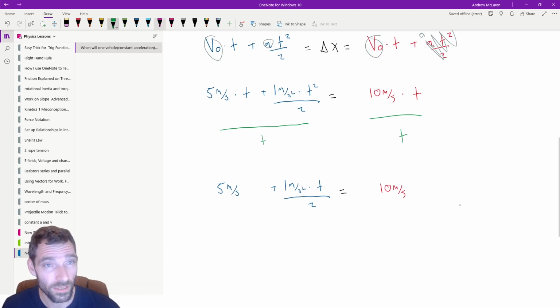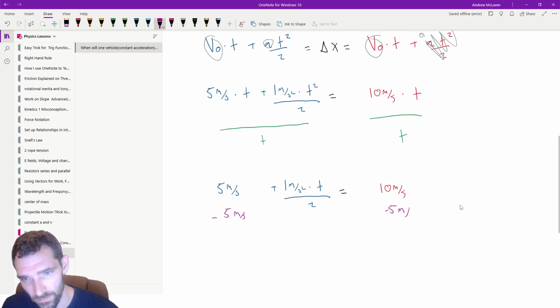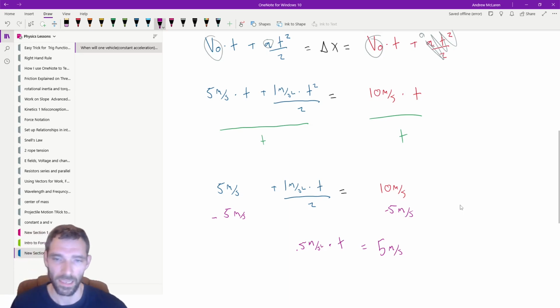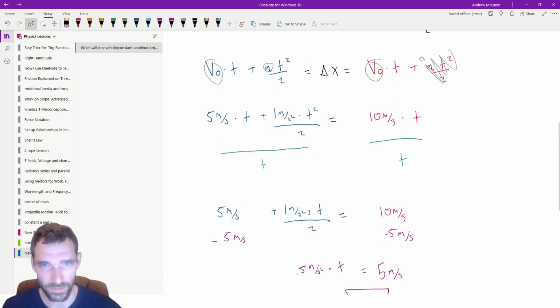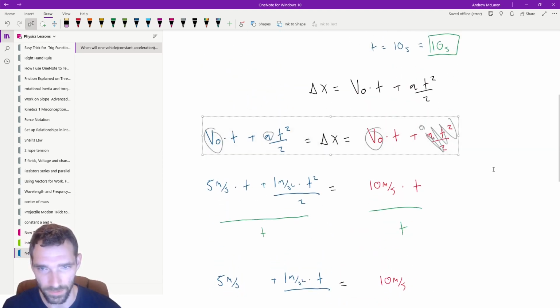I'm actually going to suggest that we subtract the 5 meters per second here. And now we're left with 5 meters per second. And that's equal to this, what is that, 0.5 meters per second squared times t. And as you can see, time now has to be, what's that, 10 seconds. So you could find the time that way as well. And then you can just plug it into either of these two formulas. I'd probably plug it in here because it's an easier formula.